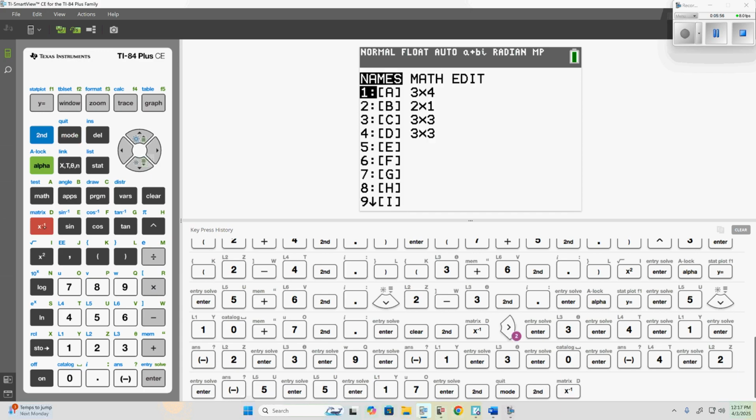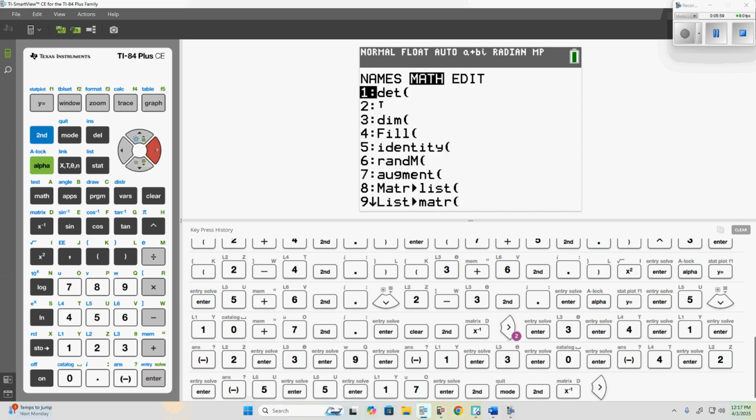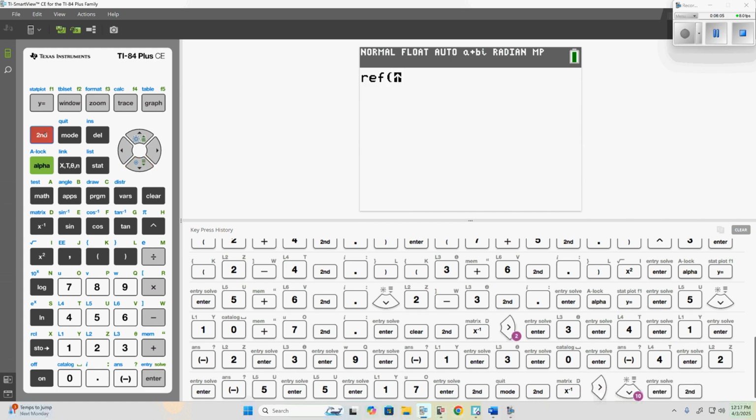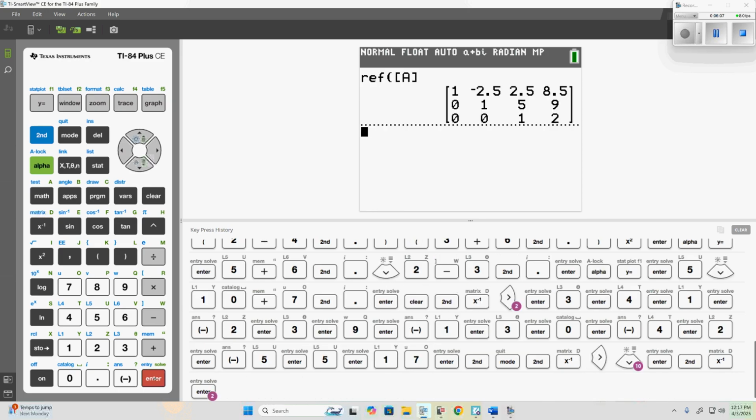Second matrix. So we're going to go over to math, and what we're looking for here is REF. Second matrix, as we put it in as A, we can have it do this here. So it gives us it in the stair-step method, and we can work our way back. It's telling us that z is 2, y plus 5z is 9, x minus 2.5y plus 2.5z is equal to 8.5.